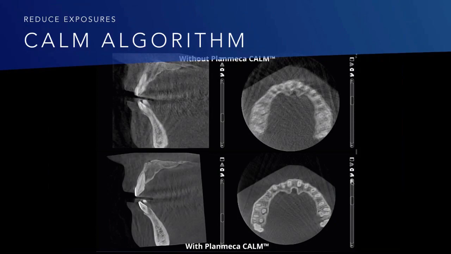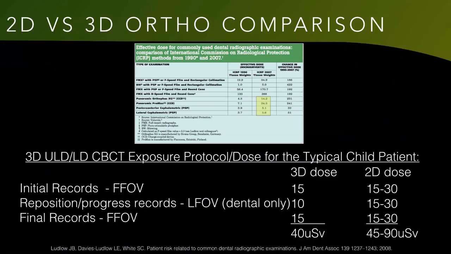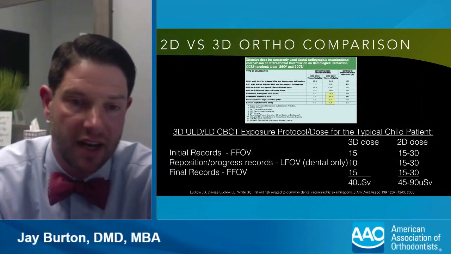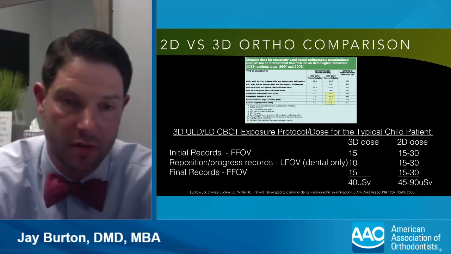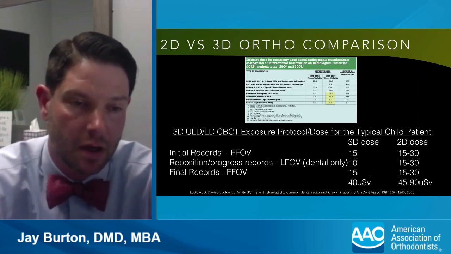So I'm sure right now in the moderator questions, there are probably several on, oh, is it true that 2D is more radiation than 3D? Well, let's look at some of Ludlow's research that was published in the JADA in 2008. It basically showed that a 2D pan was somewhere between 15 and 25 microsieverts. And from that point, it just goes higher the older that the machine is.